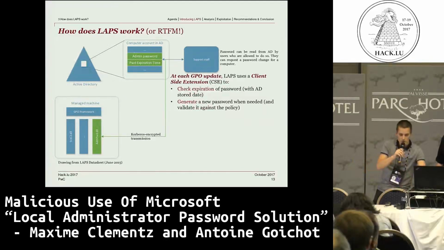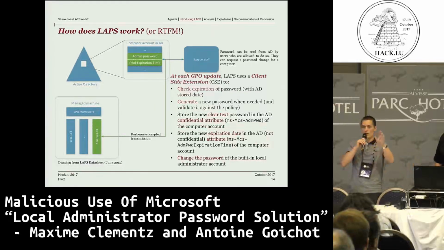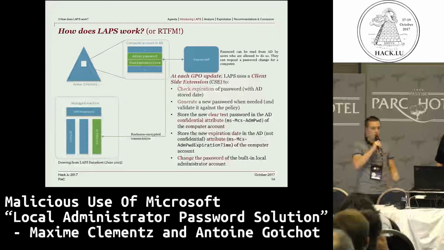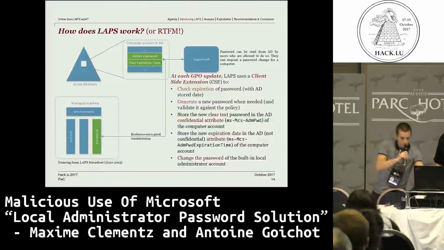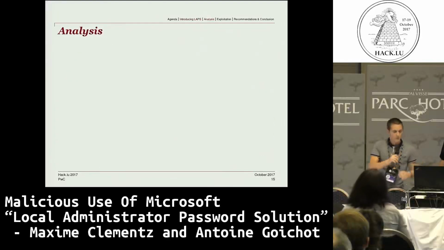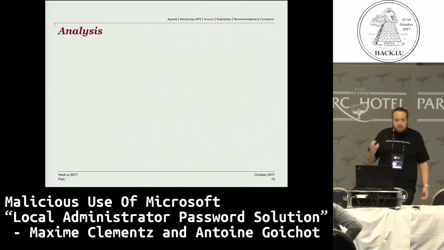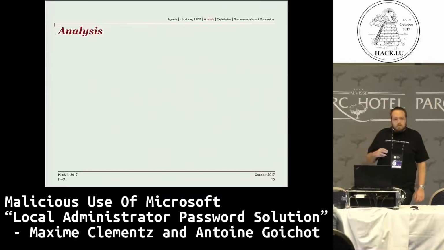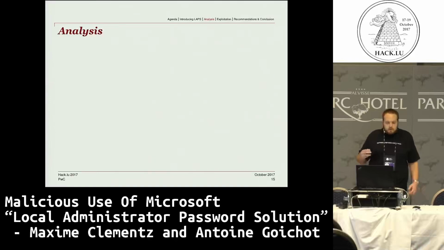So if it is the case, it will generate a new one and then store this new clear text password on the domain, and after this, it will set that on the local machine. So it's quite trivial, actually, this DLL is just going to do that and check with the dates what's going on. So basically, the computer needs to have write access to the expiration time and the password to update it, and also to read the expiration time to see if the password must be reset or not.